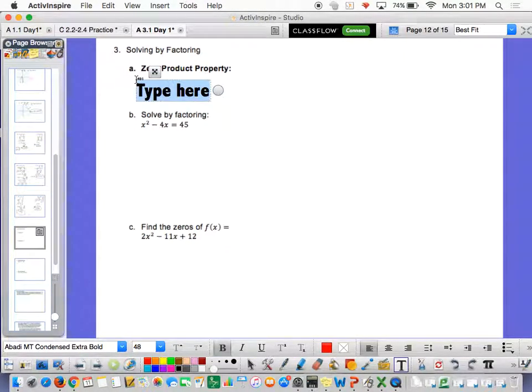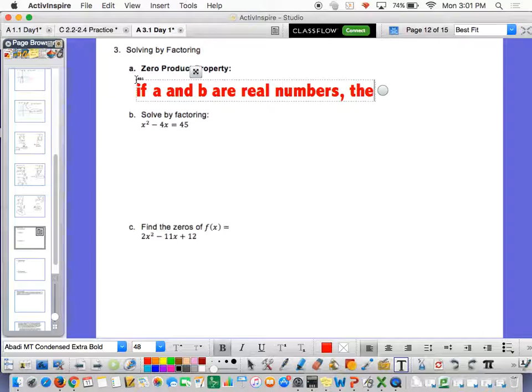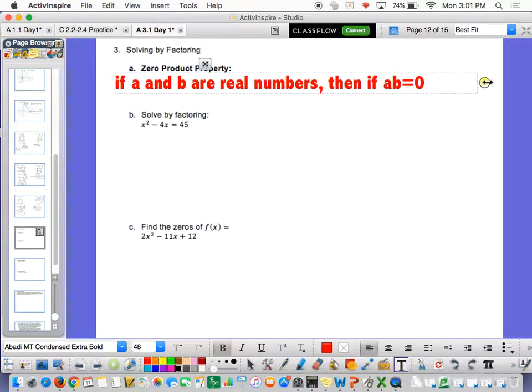The zero product property says this. It says, if A and B are real numbers, again, you're like, what's real and what's non-real? I'll tell you later. Then if A times B is equal to 0, it doesn't matter what A and B are as long as they're real numbers. If A times B equals 0, then, well, think about this logically, friends.